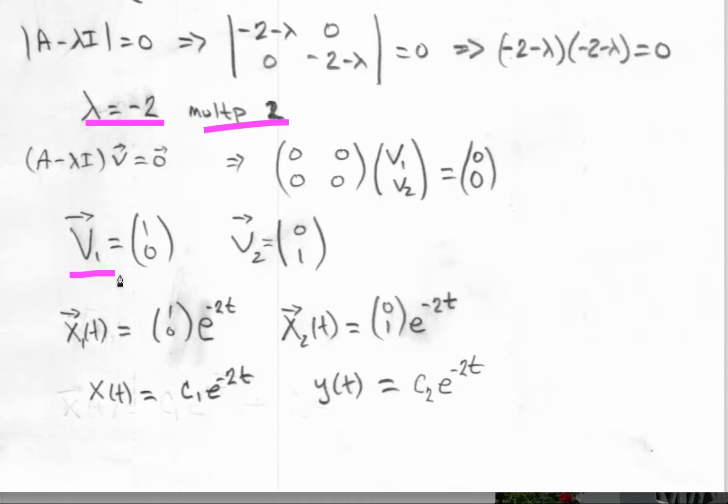So I chose 2 linearly independent eigenvectors to represent here. I have 1, 0 as one of my eigenvectors, and sure enough, when I put 1, 0 here and multiply it by the 0 matrix, I'll get 0, 0. And V2, which is 0, 1, I put 0, 1 here, and I multiply it by the 0 matrix, and I get 0, 0.